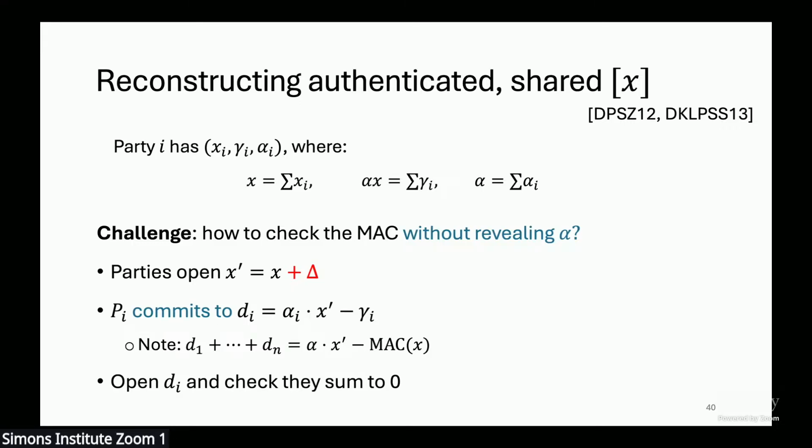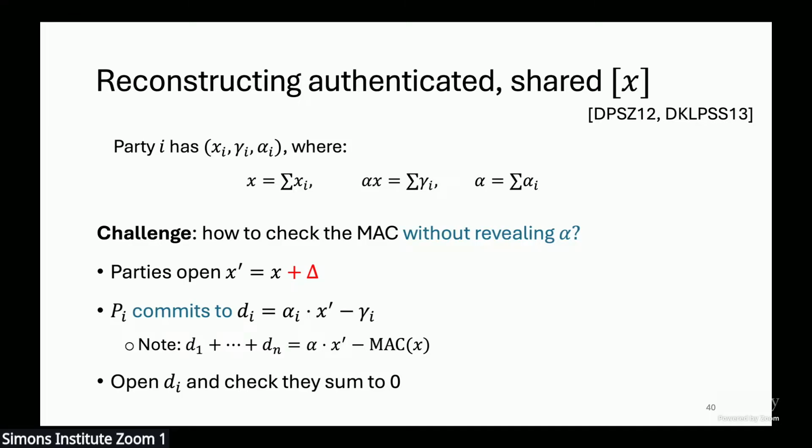The idea is to do this commit and open protocol, where each party computes this value with their MAC share: alpha_i times the opened value x prime, minus the MAC share gamma_i. Sorry, I'm confused. What do you mean? What is x prime? So x is the actual original secret, and if someone cheats, they might lie about their share when opening, so you get x prime. I see. So the delta is like a cheating. Yes, delta is an error induced by the adversary.